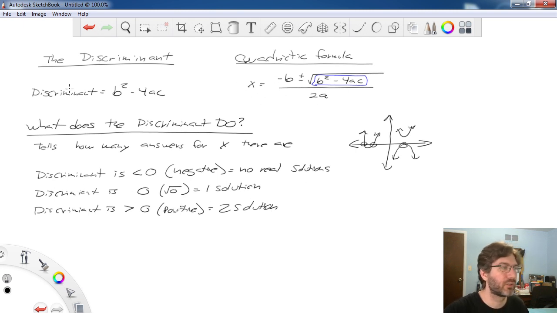You look at your equation, you plug it in to find your discriminant, which again is just whatever's under the radical in the quadratic formula. So if you have this memorized, you have this memorized already. Plug it in there. If your answer is negative, you have no real solutions. If your answer is 0, you have one solution. If your answer is positive, you have two solutions.